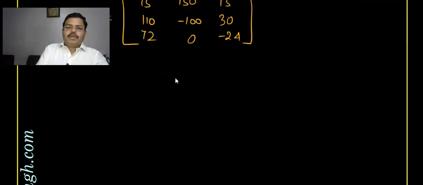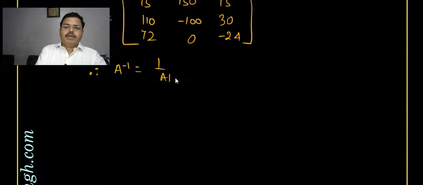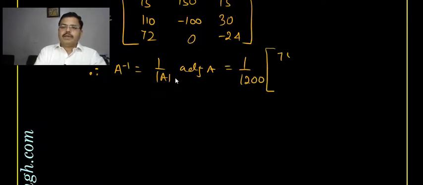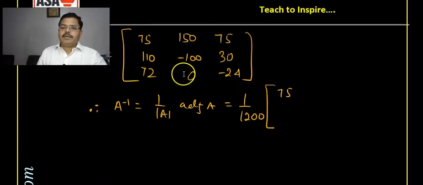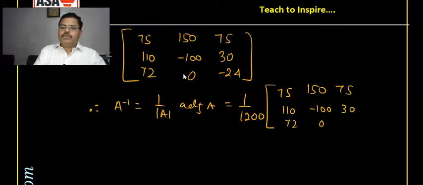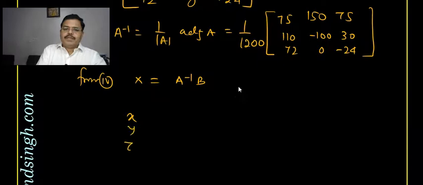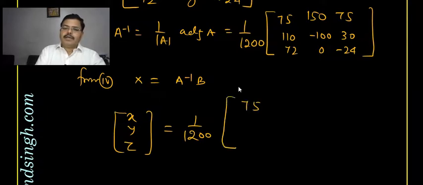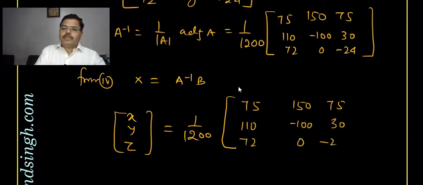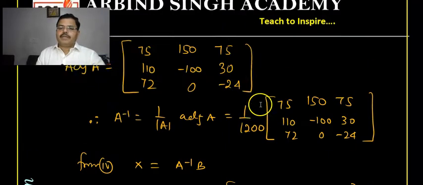Now A inverse is equal to 1 upon determinant of A into adjoint of A, that will be 1 upon 1200 into 75, 150 and 75, 150 and 75, 110 minus 130, 72, 0 and minus 24. Now from the fourth equation, x = A inverse b, and therefore we can write xyz is equal to 1 by 1200, taken outside, times this matrix, multiplied by b.